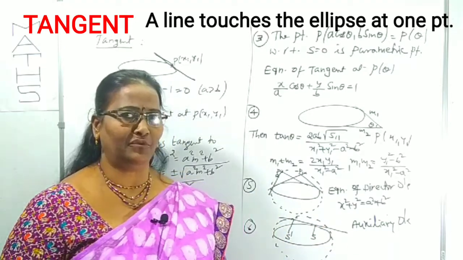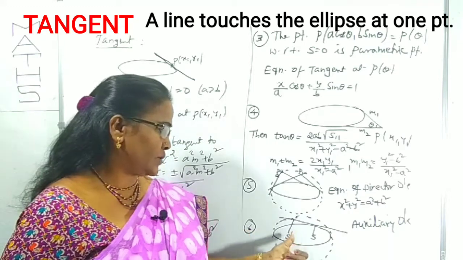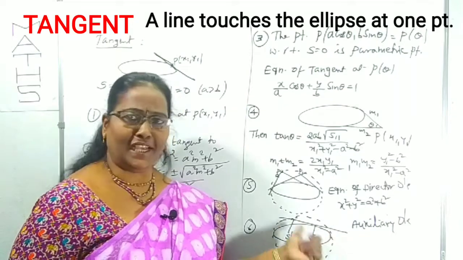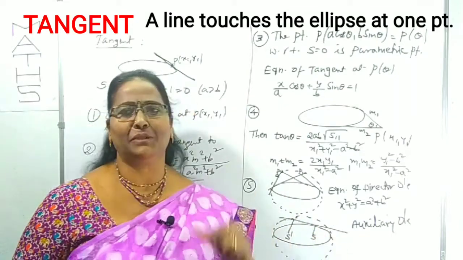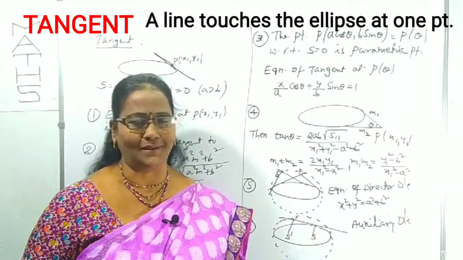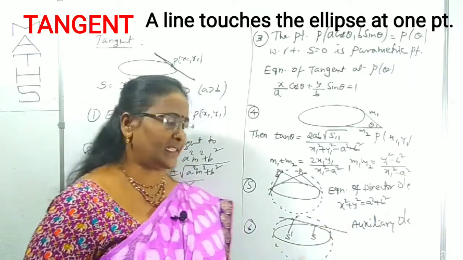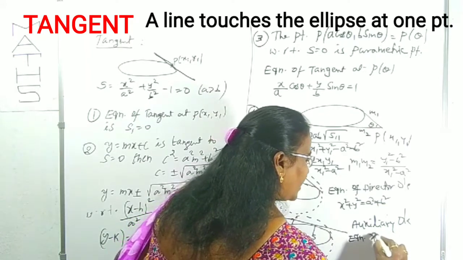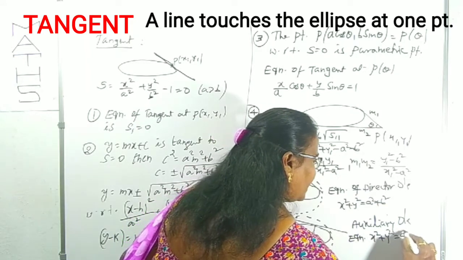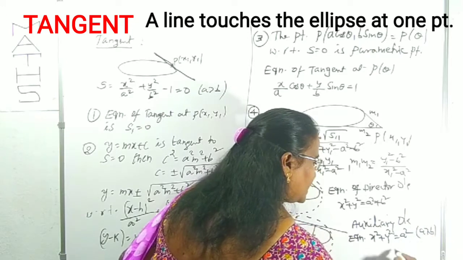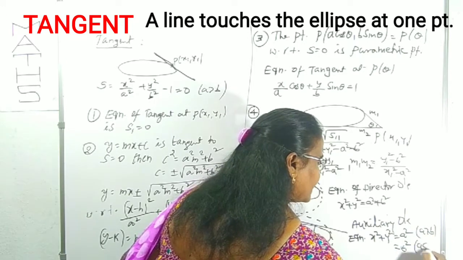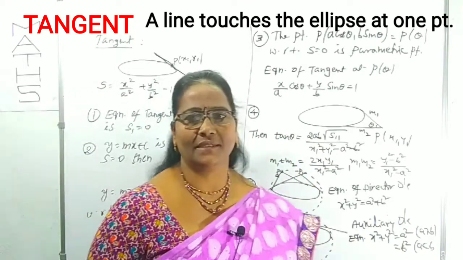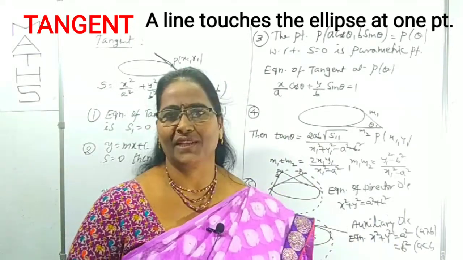Feet means the plural of foot, you know. So from the foci we can draw the perpendiculars to the tangents. The locus of the feet of the perpendiculars simply forms a circle, that is called the auxiliary circle. The equation of the auxiliary circle becomes x square plus y square is equal to a square when a is greater than b, and equal to b square when a is less than b. Right? These are some properties regarding the tangents.